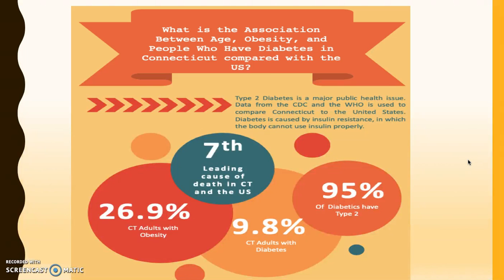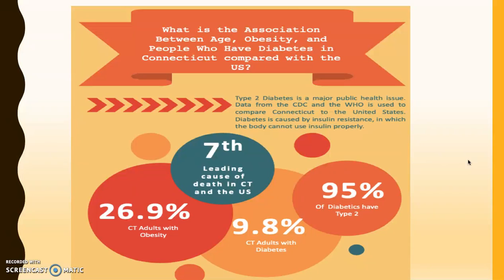So this is an example of an infographic that I have devised looking at the association between age, obesity, and people who have diabetes in Connecticut compared with the United States. I have broken it into 3 slides so you can see it more clearly. Type 2 diabetes is a major public health issue. The data from the CDC and the WHO is used to compare Connecticut to the United States.